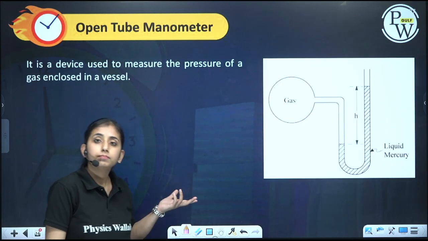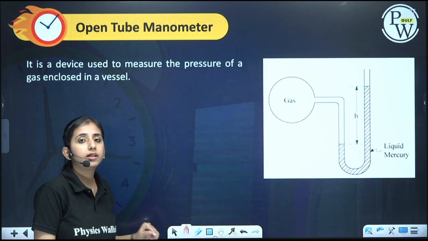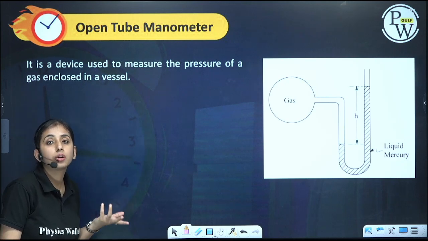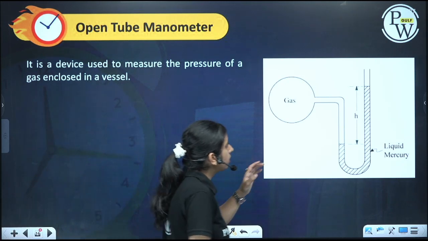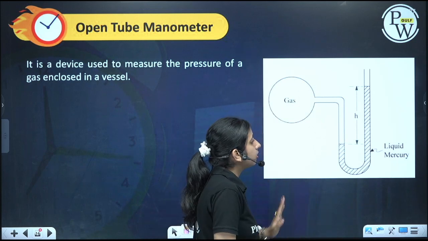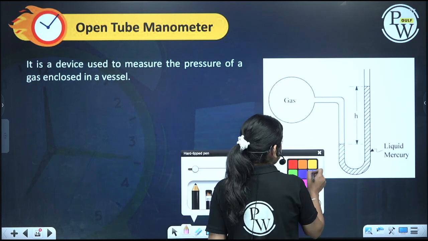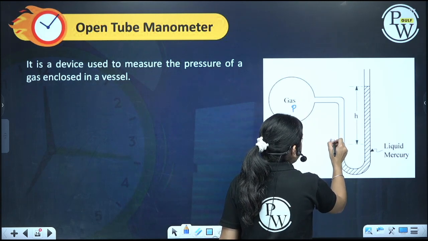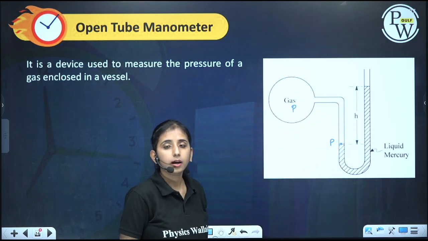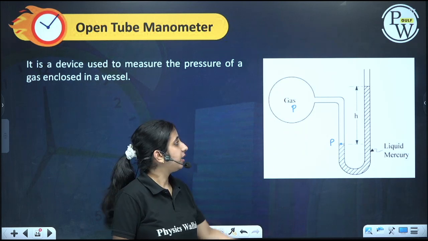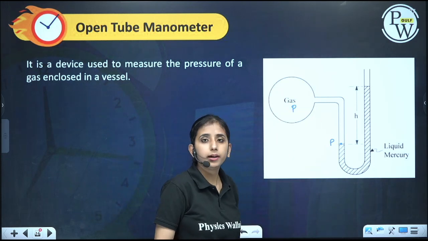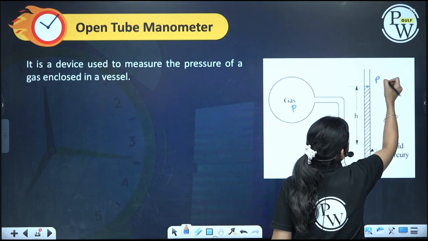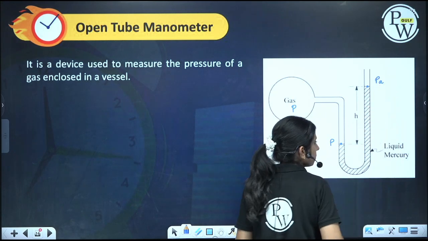Next is the manometer, the open tube manometer. It is a device which is used to measure the pressure of a gas in an enclosed vessel. Suppose we have a gas in an enclosed vessel and the pressure due to this gas is P. So pressure at this point will be P. If we want to measure pressure at this point, it will be P atmospheric.